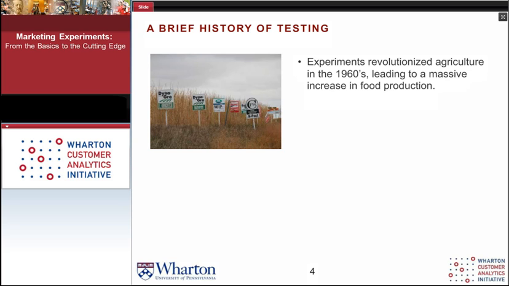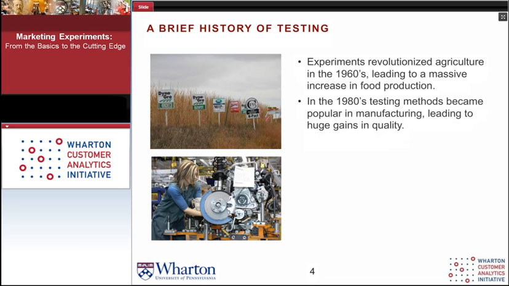It actually led to a massive increase in food production, a tenfold increase. And part of why there are as many people on the planet today as there are is due to the experiments that people did to figure out how to grow crops efficiently. And so that was the real first use of experiments in business practice.